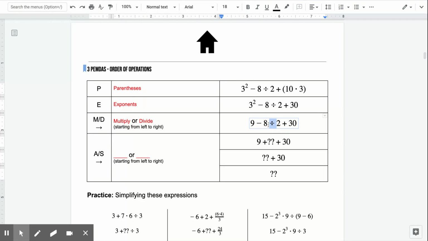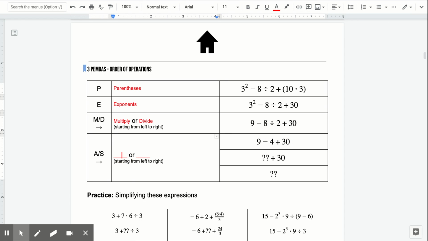Be careful now. It's not just 8, it is negative 8. Okay, take the sign in front. Negative 8 divided by 2. Okay, negative 8 divided by 2 gives me negative 4. Be careful, make sure you change the sign in front.